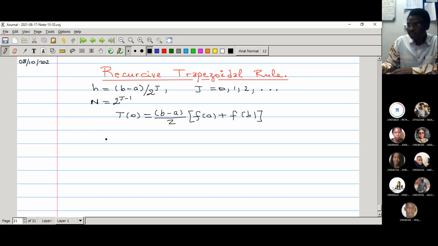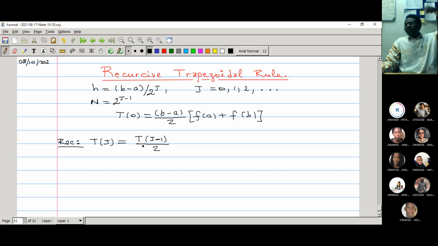Now Tj, this is a recursive formula now. This is our recursive formula, in terms of the previous, which is Tj minus 1. So meaning that the previous computation will be used. Whereas before, with the composite trapezoidal rule, we forgot about what we computed previously and computed everything from scratch. But here you use the previous computation you have, and you add the extra, this one.